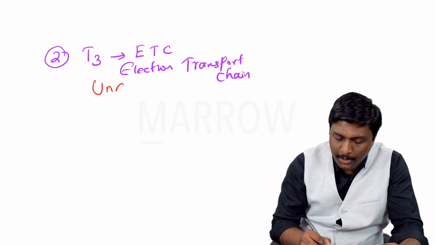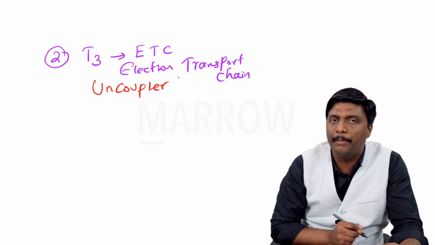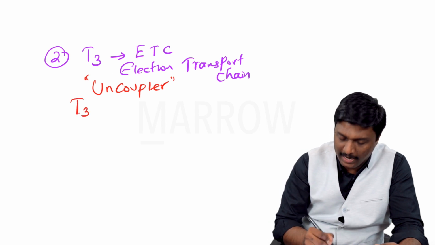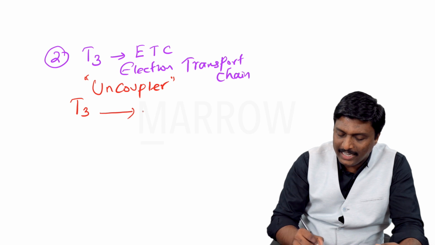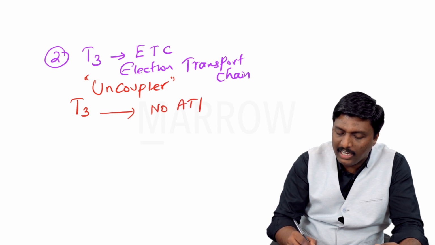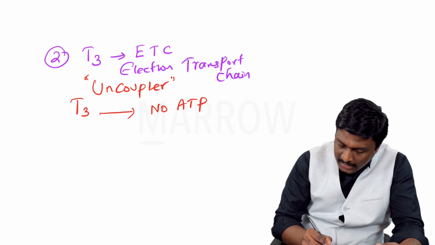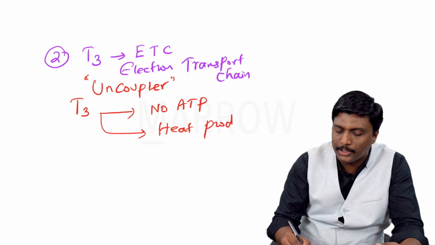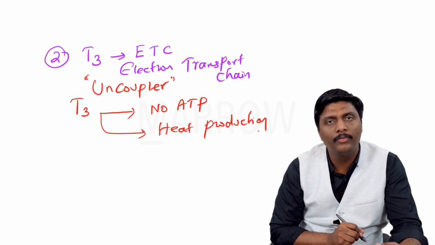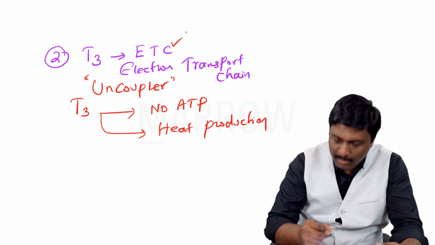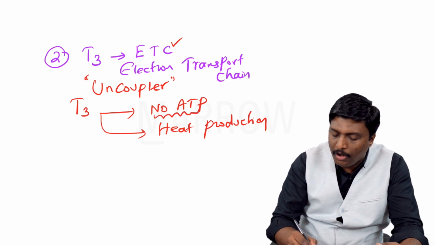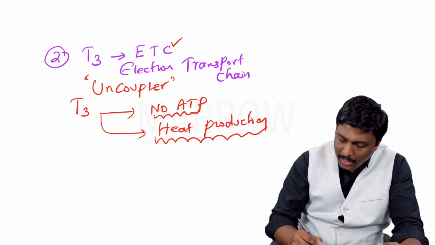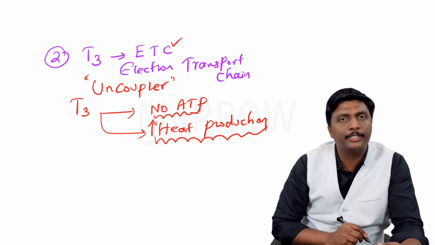Good. Thyroid hormone is called an uncoupler. What is the meaning of uncoupler, sir? T3 is considered to be an uncoupler. Whenever T3 is there, not much ATP will be produced. It uncouples ATP synthesis into heat production. That's all. Very important MCQ. Uncoupler in the electron transport chain means it will not lead to formation of ATP. All the gradient will now be liberated as heat. Thyroid hormone increases body heat production.